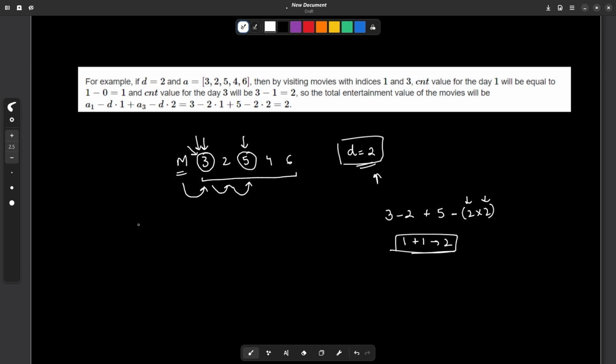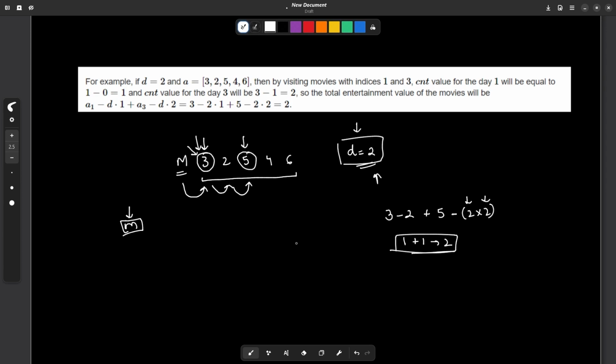Now they have also given us one more input, m, which means we can choose at most m movies from this list of movies. So given these constraints, that we can choose at most m movies and the entertainment value is decreasing by d every day, we have to find the maximum entertainment value that we can form from these movies.